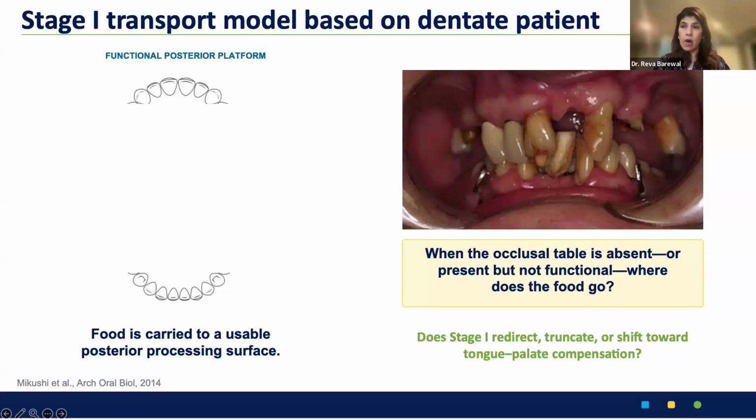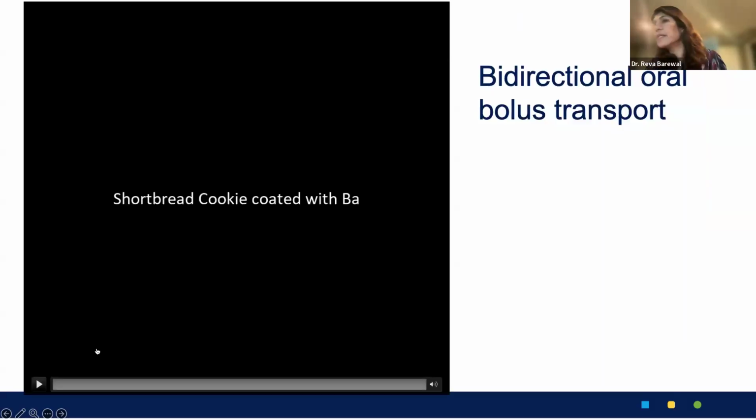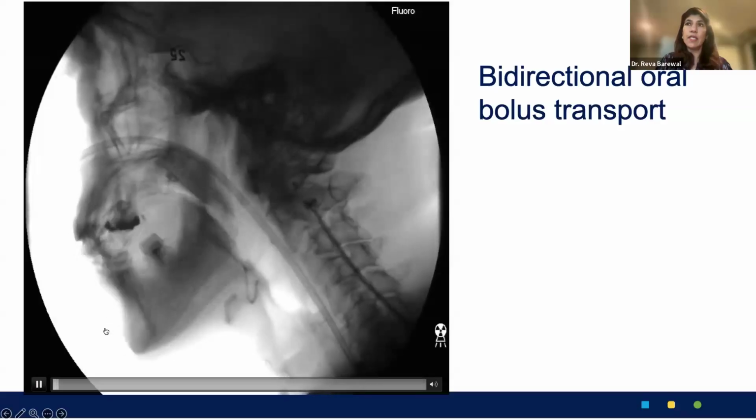I'm seeing in these studies, time and time again, that the food remains anterior. And what the patient is doing is not this stage two behavior, but compressing the food against the palate in the anterior zone. And I want to show you what that might look like. So here is a shortbread cookie, and you can see this behavior.